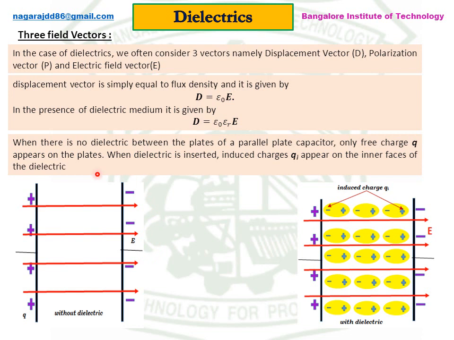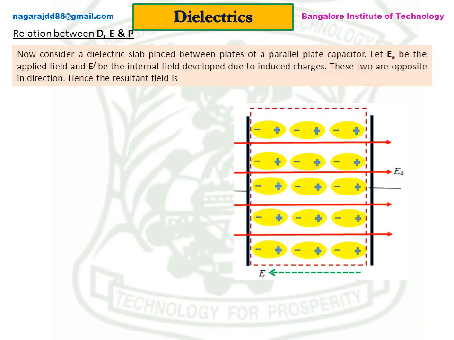This is the scenario when there is no dielectric and we have free charge of magnitude Q. When you introduce dielectric slab, due to polarization, there arises what is known as induced charge of magnitude Qi. Now comes a new definition for displacement vector and polarization. Displacement vector is a ratio of free charge and the area of the plate, and polarization is a ratio of induced charges and surface area of the dielectric slab. Now we will derive a relation connecting three fundamental vectors, that is D, E and P.